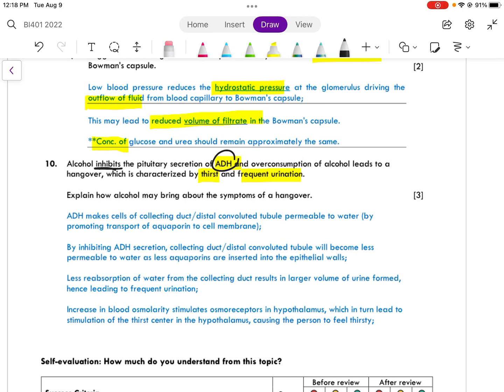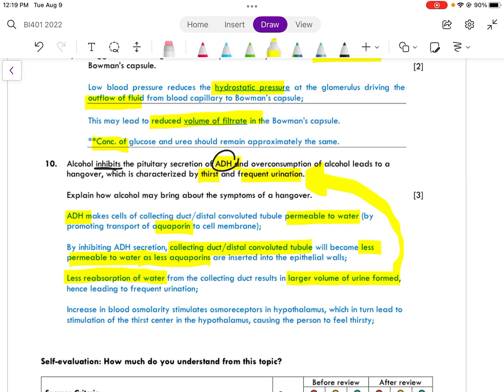So ADH makes cells of the collecting duct permeable to water. Okay, you want to mention the function of ADH. You can elaborate by saying that it makes it permeable to water because of the aquaporins. So if you inhibit ADH secretion, that means the collecting duct or the distal convoluted tubule will become less permeable to water because there are fewer aquaporins. This will also mean there will be less reabsorption of water and result in a large volume of urine formed. This explains the frequent urination.